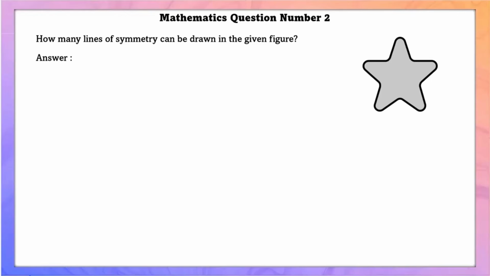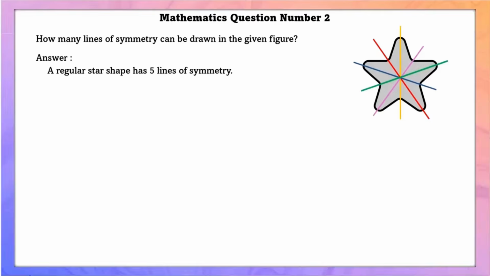Mathematics question number 2. How many lines of symmetry can be drawn in the given figure? A regular star shape has 5 lines of symmetry.